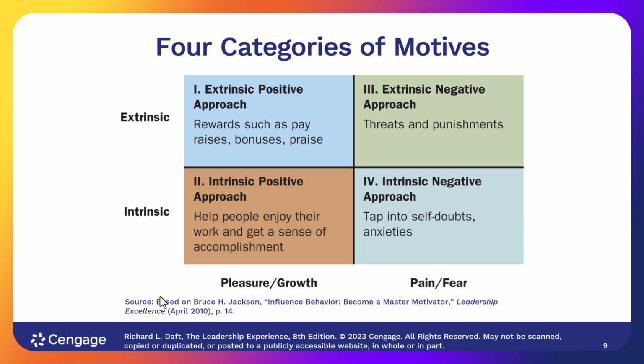So if we go to the negative side of it, we see extrinsic negative approach, threats and punishment. Intrinsic negative approach, tap into self-doubts and anxieties. So you see the negative and the positive. So if we look at the extrinsic positive approach, rewards and pay; extrinsic negative approach threatens and punishes people. Intrinsic positive helps people enjoy their work and get a sense of accomplishment. Intrinsic negative taps into self-doubts and anxieties.